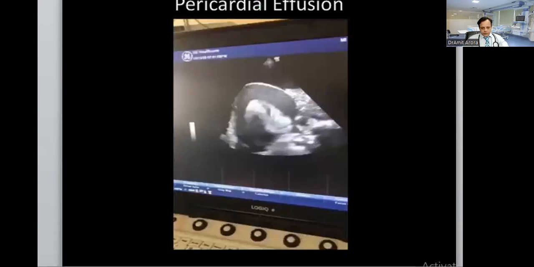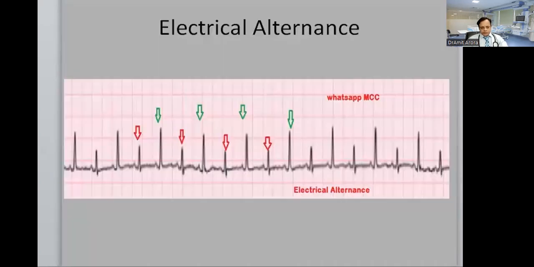Let me share. So now you can see here very clearly. You can see alternating high and low voltage QRS. We call it electrical alternans, and it is seen in moderate to massive pericardial effusion. Okay, so this is a very important thing you must learn.